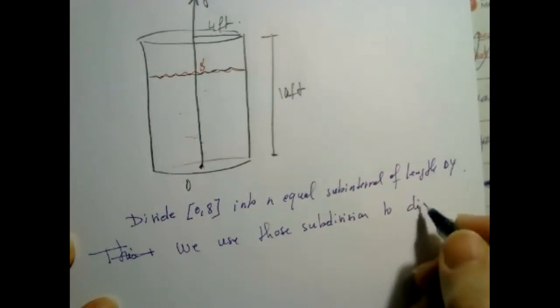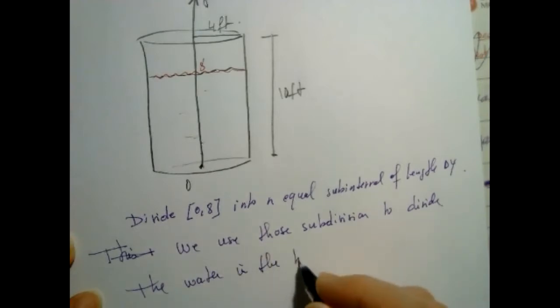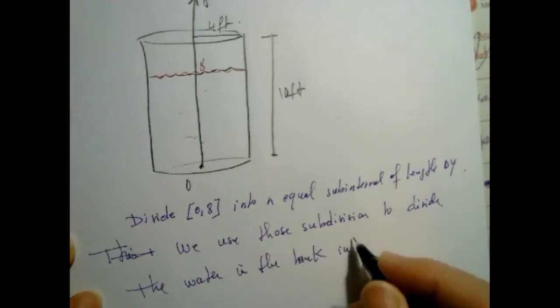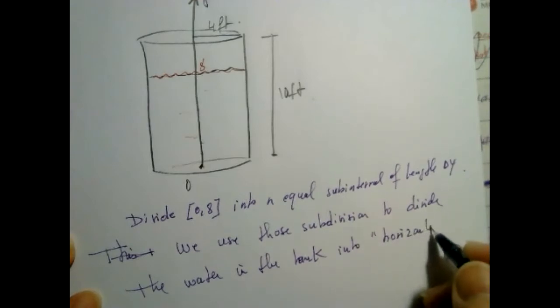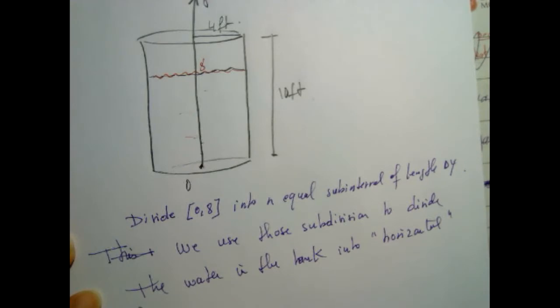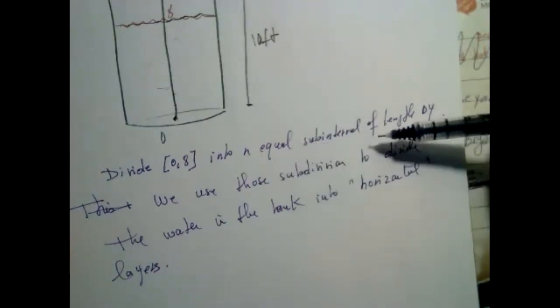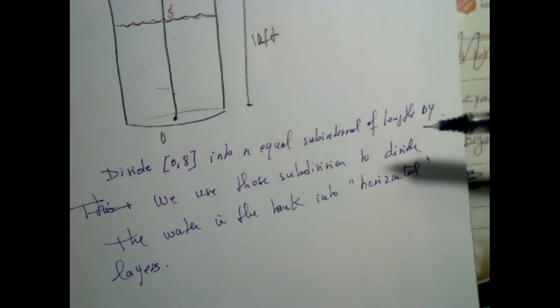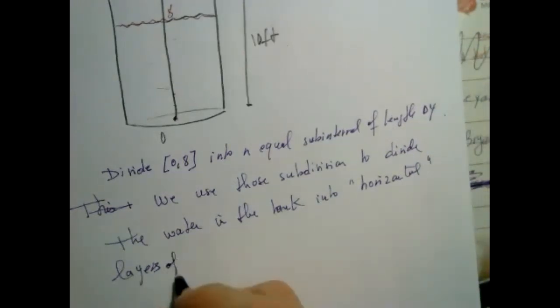To divide the water in the tank into horizontal layers. Okay, so I read. We divide the interval 0, 8 into n equal subintervals of length delta y, and we use those subdivisions to divide the water in the tank into horizontal layers of height delta y each.